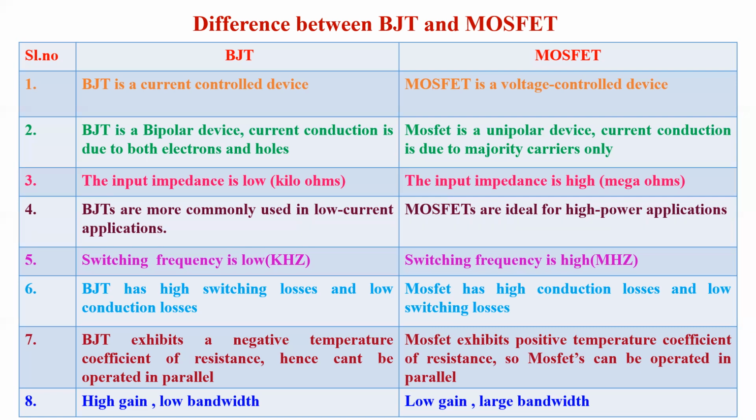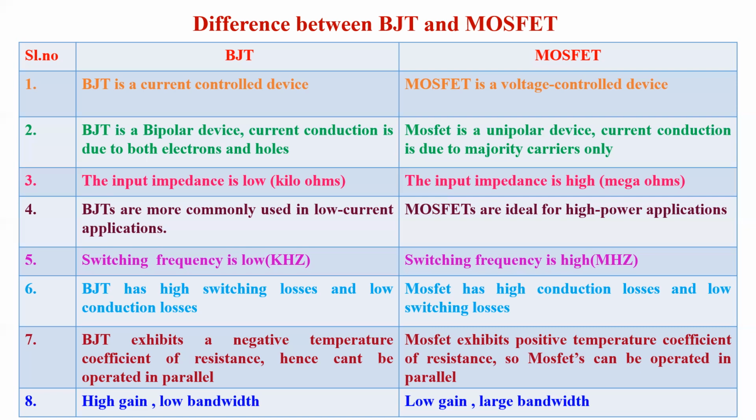And the next important difference is that the BJT exhibits a negative temperature coefficient of resistance. So that is, as the temperature increases, the resistance decreases. That is negative temperature coefficient. That happens in BJT. So we can't operate BJTs in parallel. It is apparent that whether it is BJT or MOSFET, whenever they operate, they give out heat, they dissipate heat. So because of heat, the temperature of the device changes and the resistance changes. So in case we connect BJTs in parallel, the resistance is going to decrease and it will affect one another. So as BJTs have negative temperature coefficient, they can't be operated in parallel.